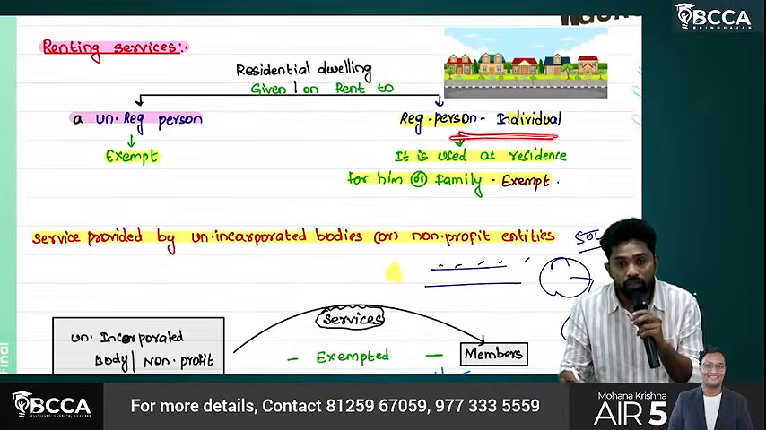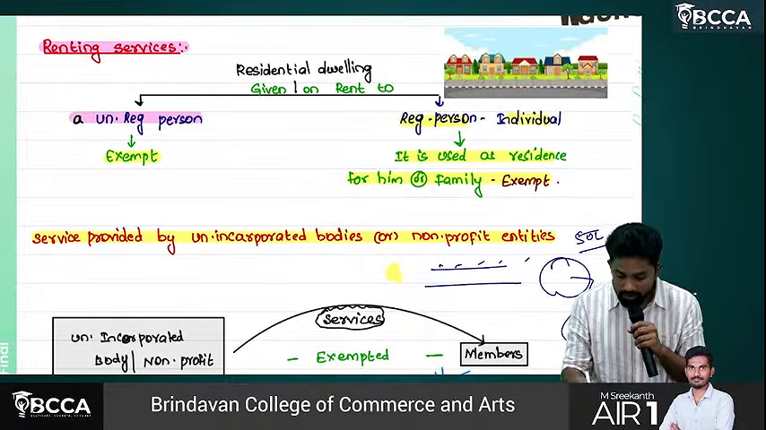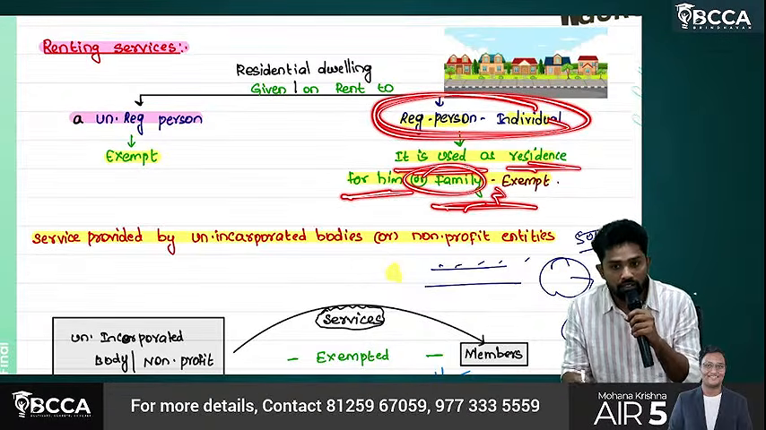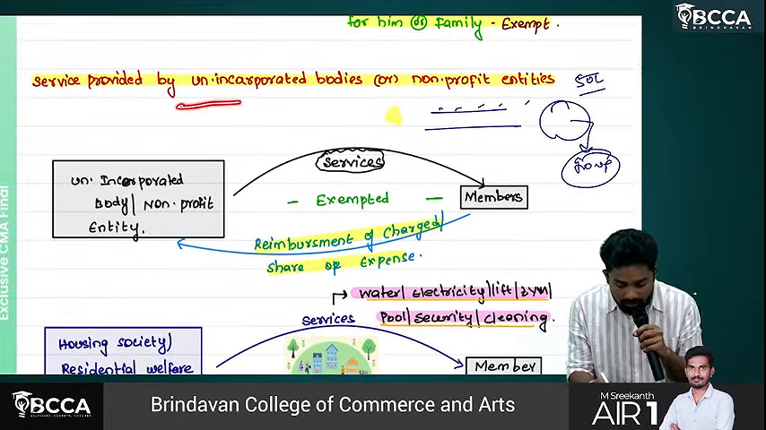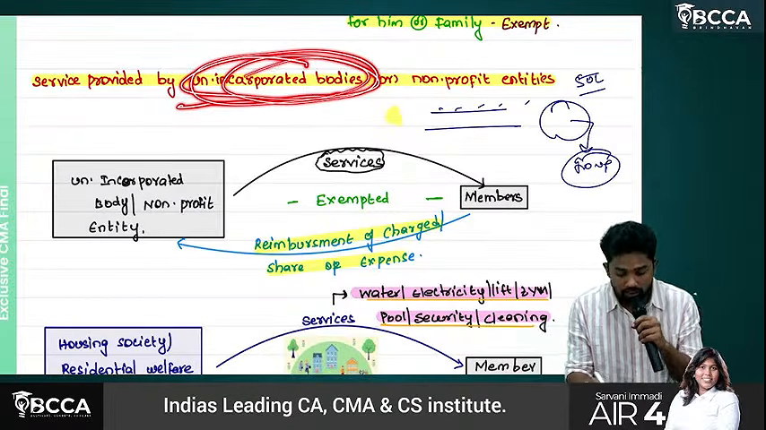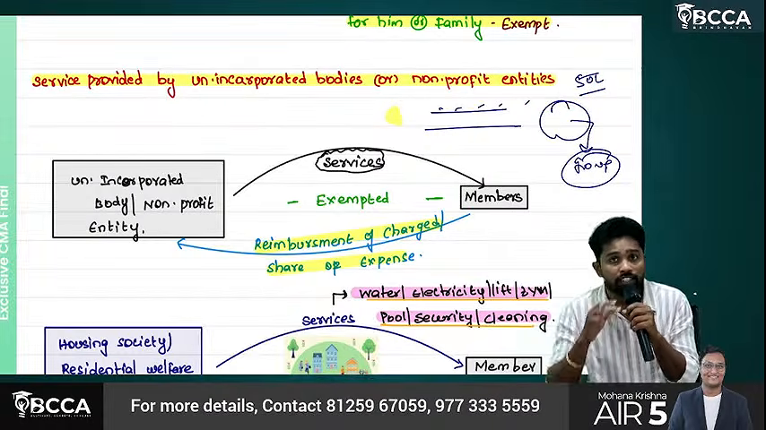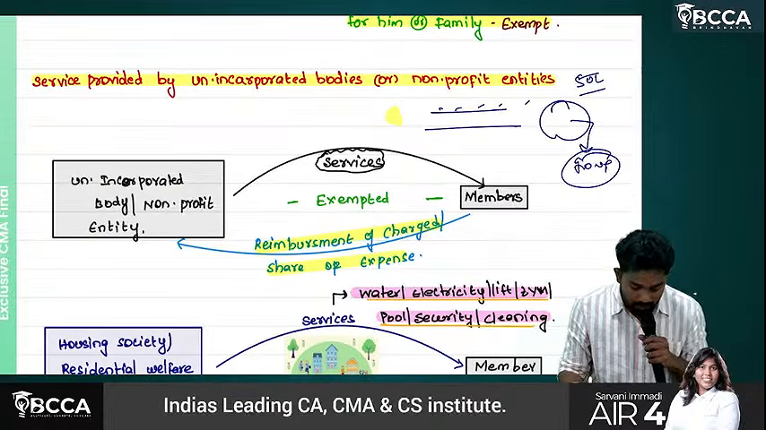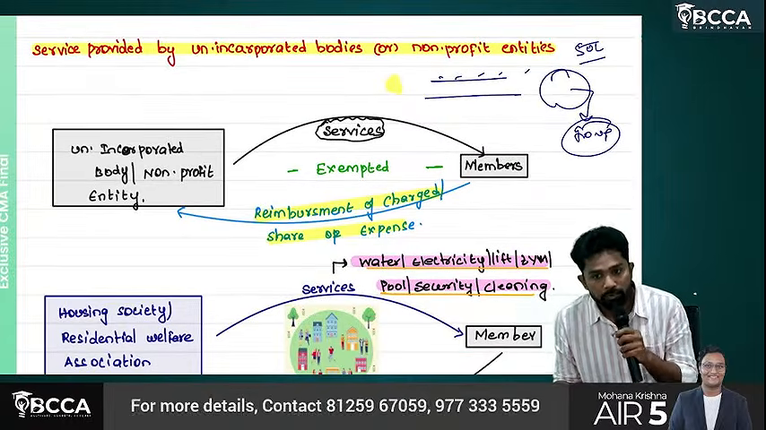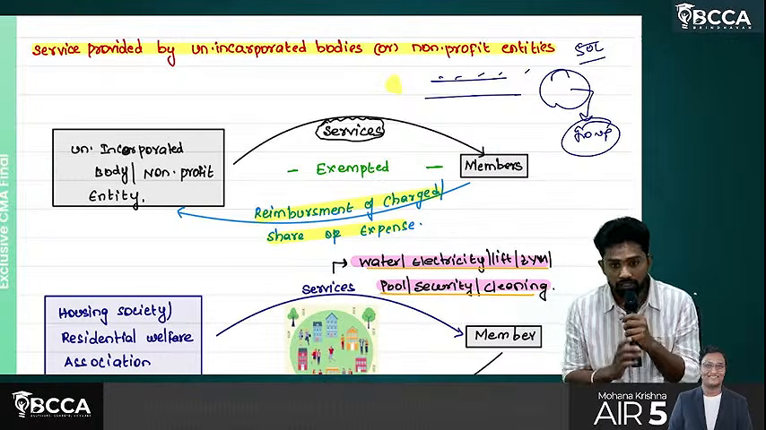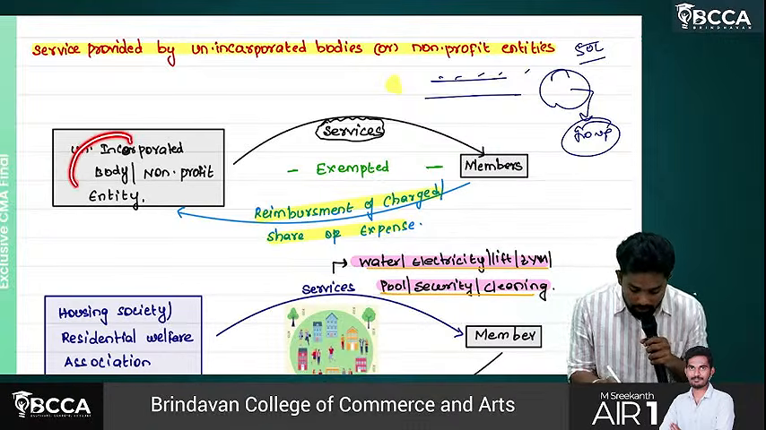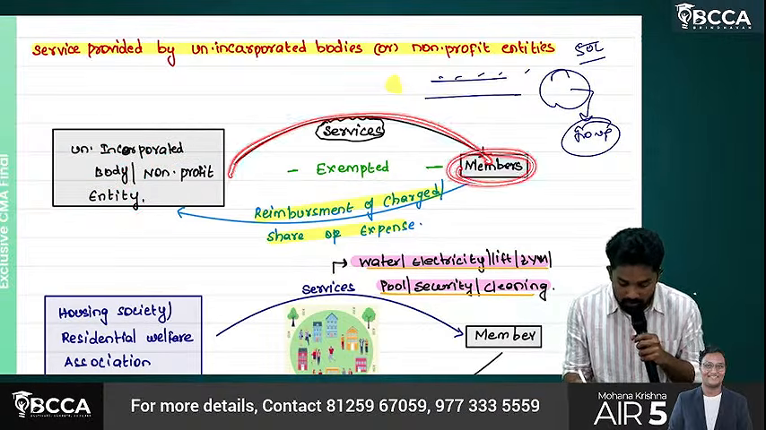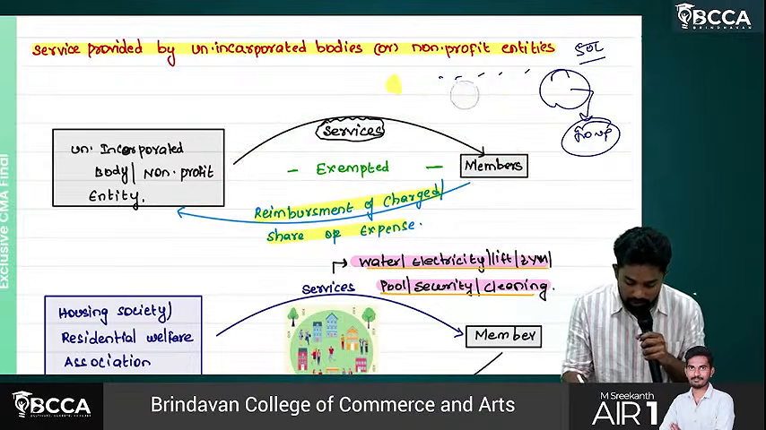Sir, this exemption is available only to an individual. Registered person being an individual, if it is used as residence for him or family, then it is exempted. Then services provided by unincorporated bodies or non-profit entities. Sir, understand? Unincorporated bodies or non-profit entities, like associations and all. So see, there is an association or a non-profit entity providing services to members. Okay, let me explain the issue here.